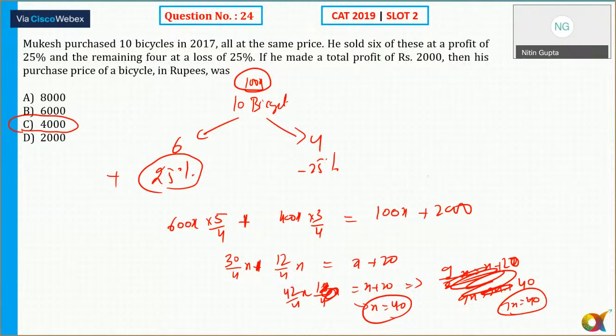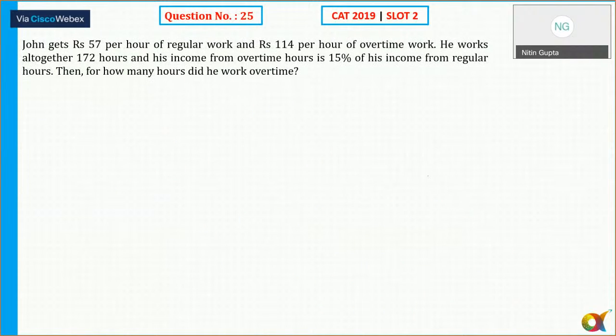Okay, let's move to question number 25 now. Very interesting question. I'll say it's a mixture of time and work. So let's see here. John gets 57 per hour of regular work. So for regular, John will get 57 per hour. And for overtime, John will get 114 rupees per hour.